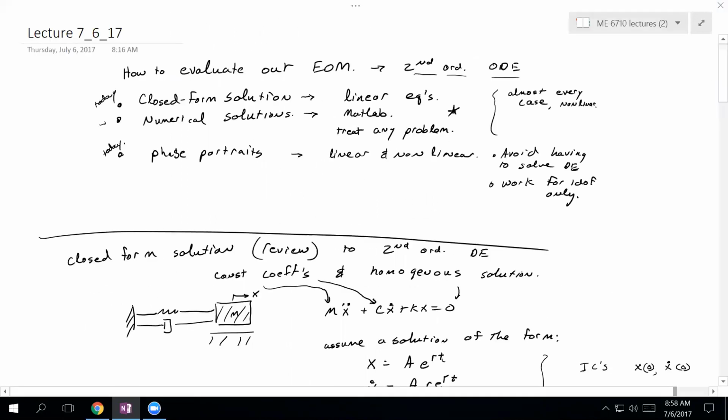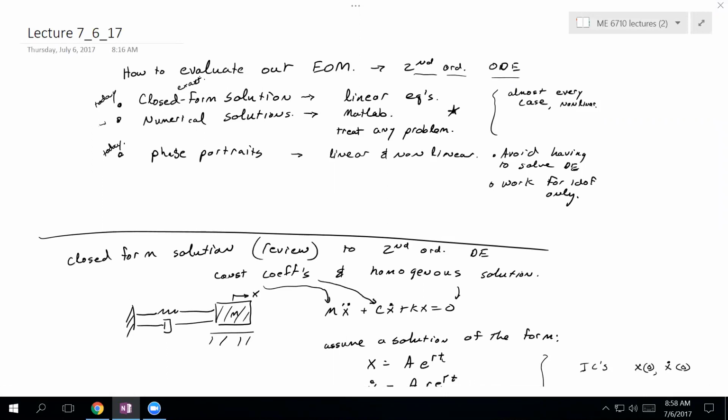So again, in this class today, we're reviewing how we might evaluate the equations of motion. I mentioned in general three, could be more, those three come to my mind: closed form solutions, numerical solutions, and phase portraits. I should take a second and say what I mean by a closed form solution. I suppose I mean exact. You might say exact solution. You also might say a closed form solution means there's a finite number of steps, a known number of steps to get to the solution.